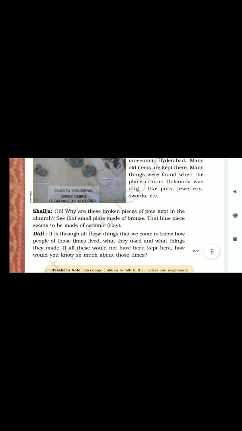Selja, oh, why are these broken pieces of pots kept in the almirah? See that small plate made of bronze. That blue piece seems to be made of ceramic clay. So now the question is, why are all these items gathered and why are these kept in such a manner?